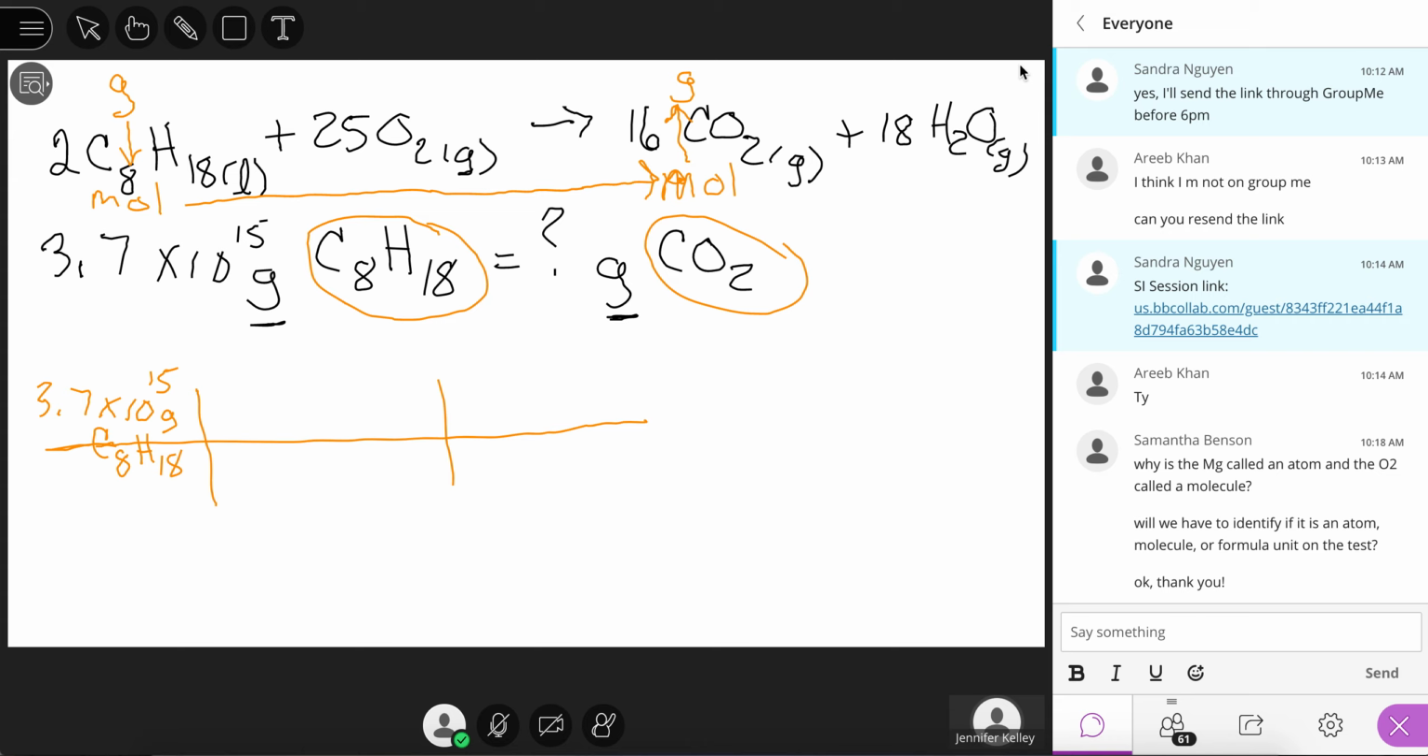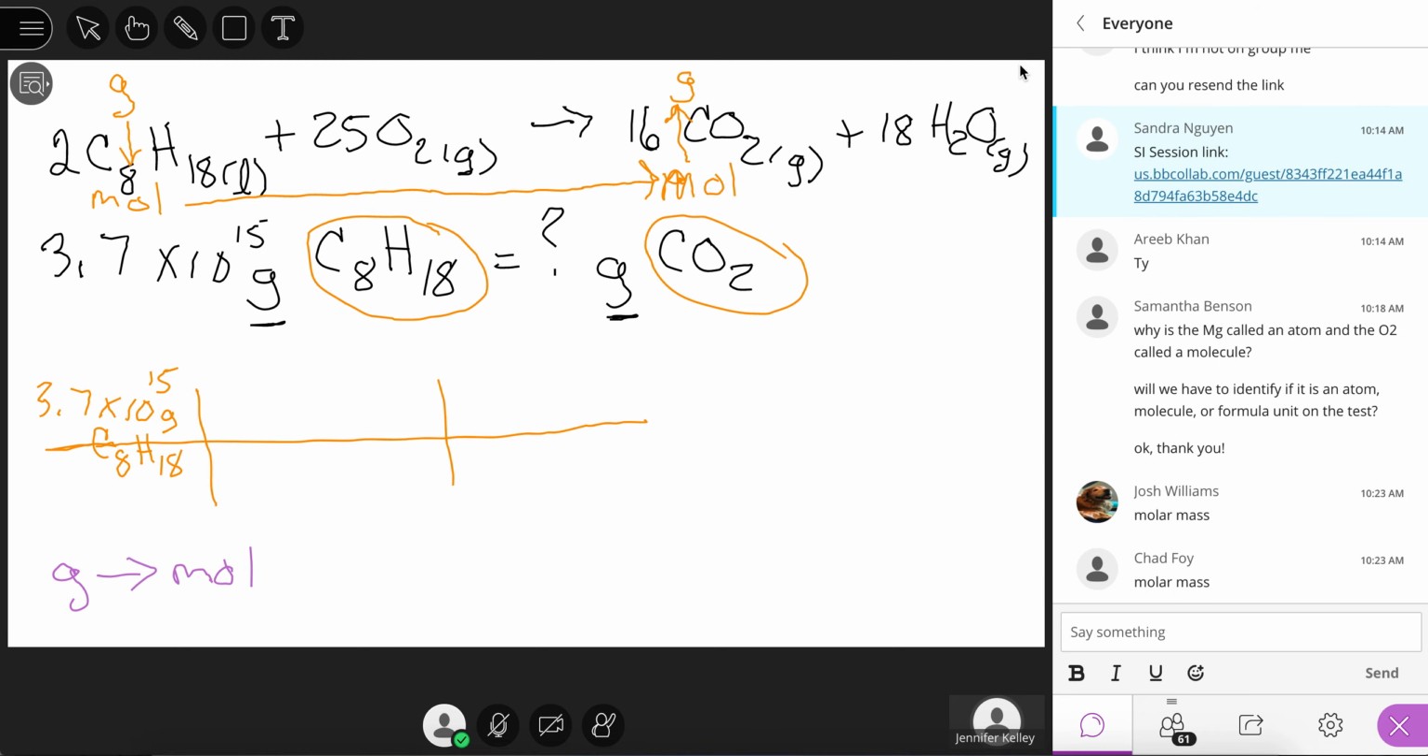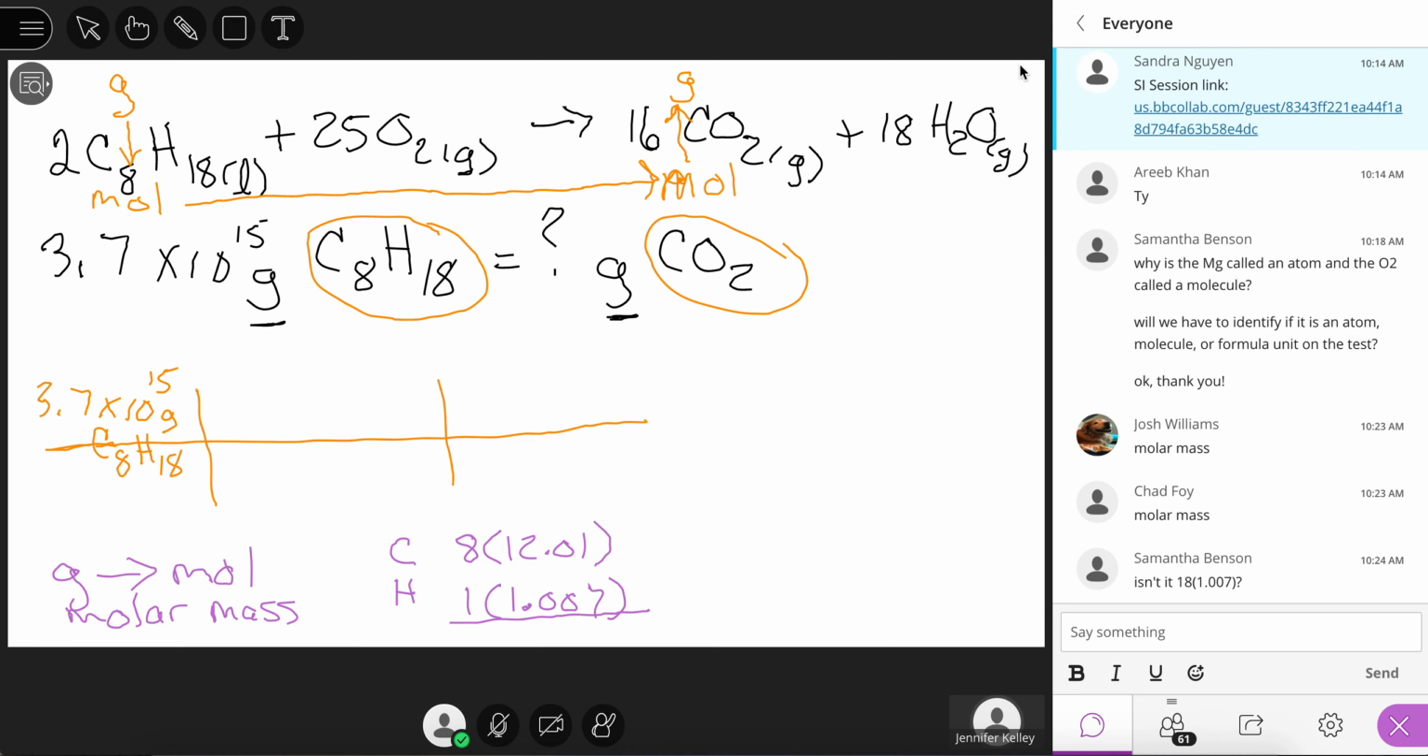So if I'm going to go from grams to moles, what do I use? Any ideas? Molar mass. Cool. Good. And to get molar mass of octane, it's 8 atoms times 12.01, and then 1 atom times 1.007. And then that gives us a molar mass of, let's say, 114-ish.